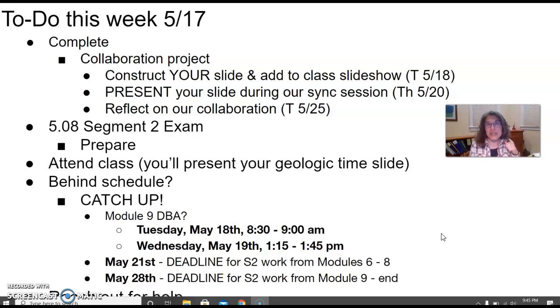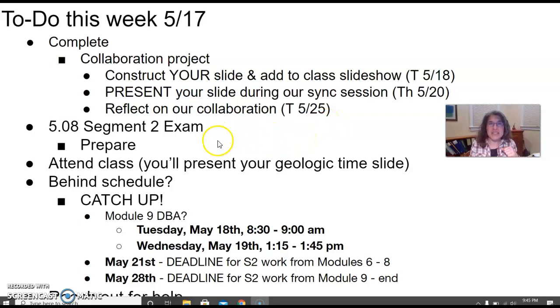Second part of that is to present your slide during our synchronous session. You're going to have about 1 to 2 minutes to share with us the most important highlights of your geologic time period and connections that you see between Earth systems and how those systems may have been interacting and how they may have changed during that time frame. And then the third aspect of that is reflecting on your collaboration. This piece will be due next Tuesday.